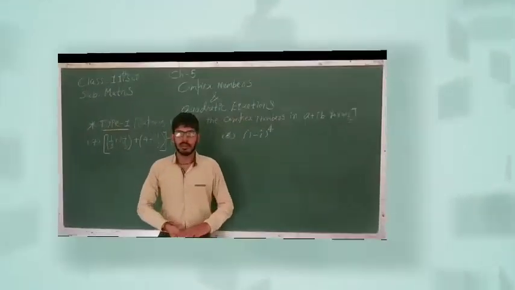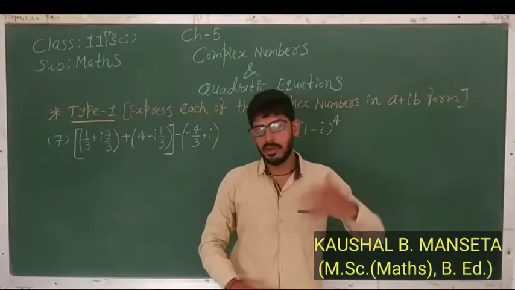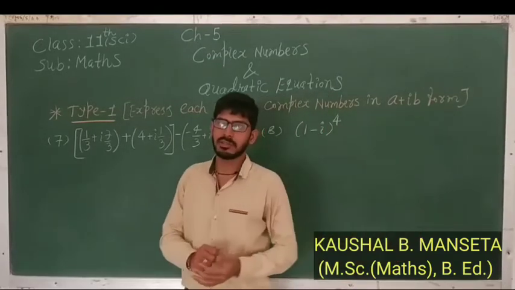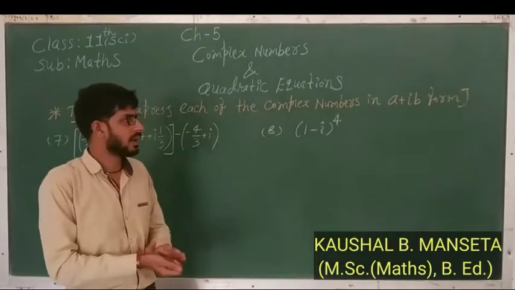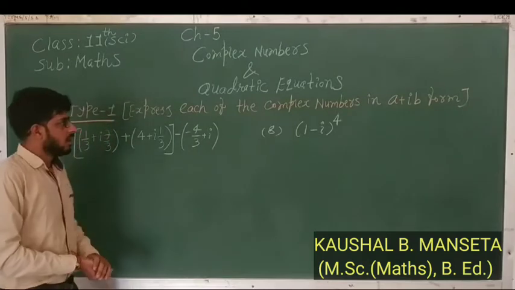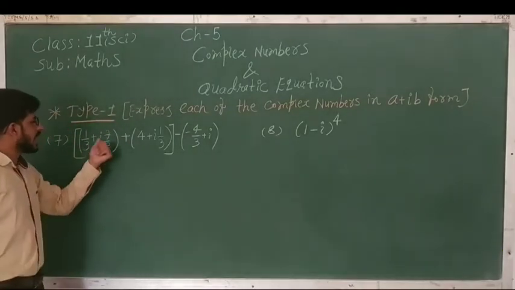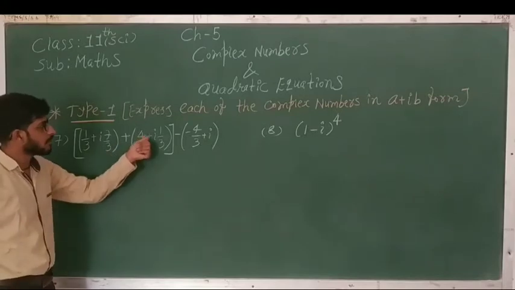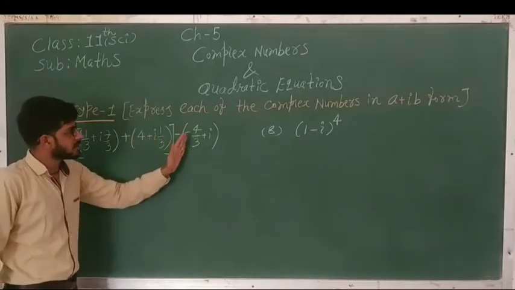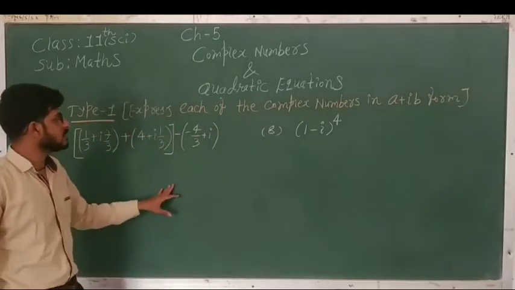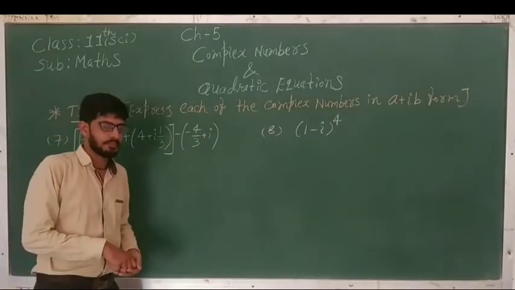Good morning, dear students. Today we are going to continue type 1 of chapter number 5, complex numbers and quadratic equations of class 11 science. Question number 7: (1/3 + 7i/3) + (4 + i/3) − (−4/3 + i). So we have to arrange in a + ib form.